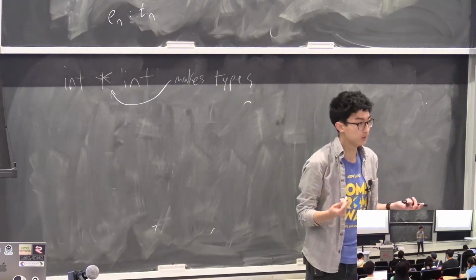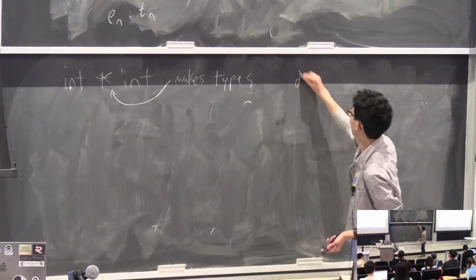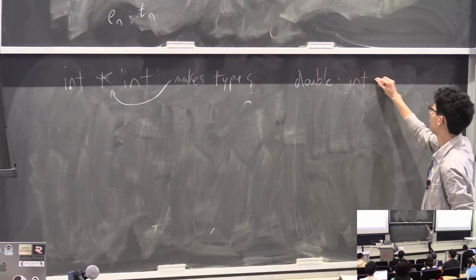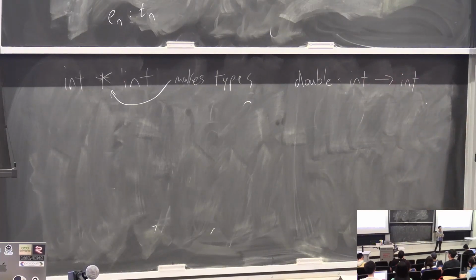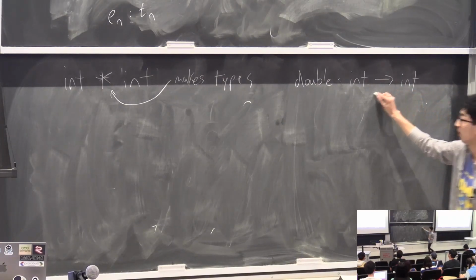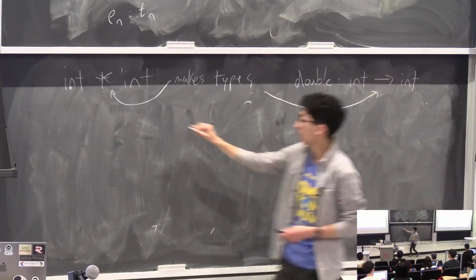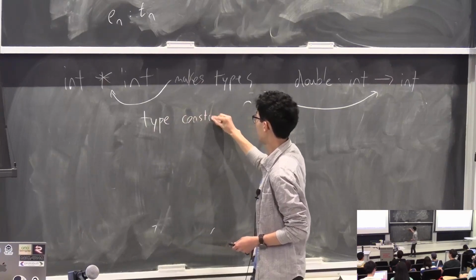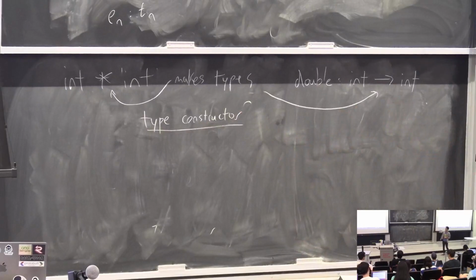So I told you about this double function, which takes in an int and doubles it, right? So we said that double is of type int arrow int. These are valid ways of saying the same thing. This thing also makes types, right? So we call it a type constructor. Okay, and arrow is one of them.